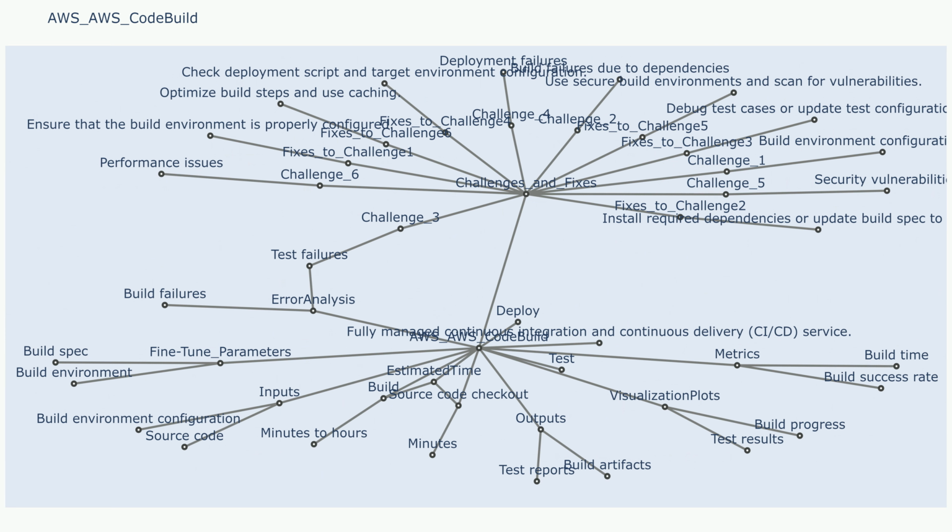AWS region. Purpose: to determine the location where CodeBuild will run your builds. Explanation: you choose the AWS region for your CodeBuild project. This determines the physical location of the infrastructure used for the build process. Choosing the region closest to your users or dependencies can improve performance and reduce latency.